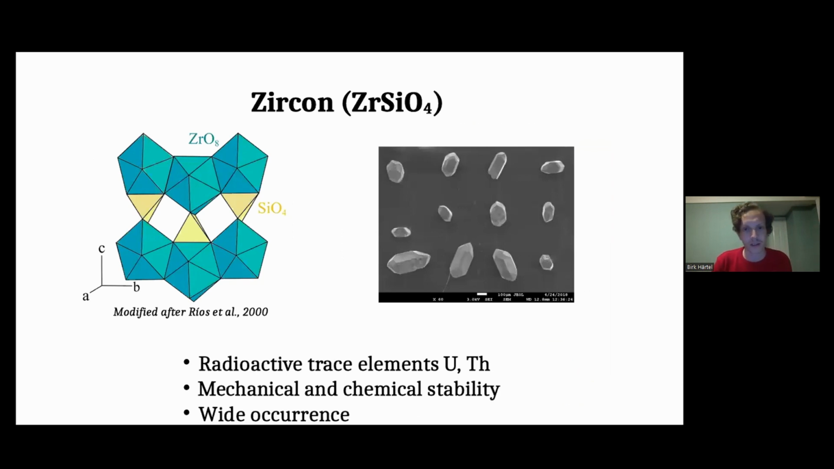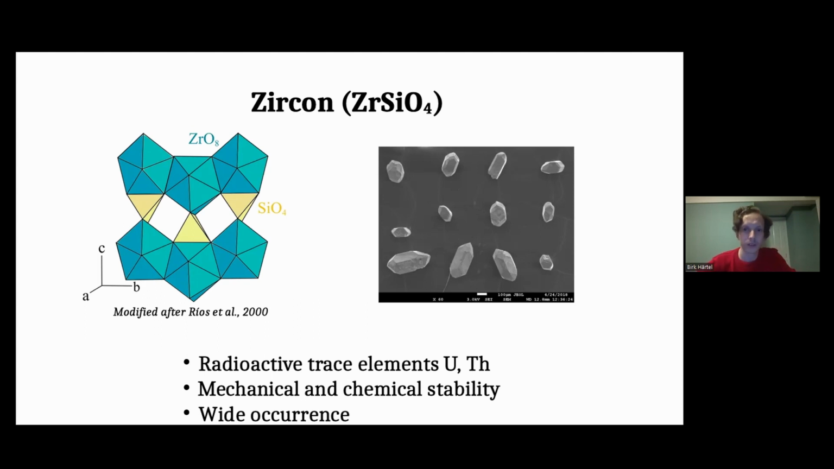Okay, a quick look at zircon, although I think everybody already knows about it. The mineral zircon is especially suited for geochronological applications, mostly because it incorporates uranium and thorium into its crystal lattice as a substitution for the zirconium. And it's extremely stable, both mechanically and chemically. So it doesn't matter if we have sedimentary transport or chemical reactions taking place. Zircon is a pretty stable mineral that can serve as a good archive for geochronological information. And of course, it occurs widely throughout the geological record, so we have many rocks that we can use if we want to date zircon.